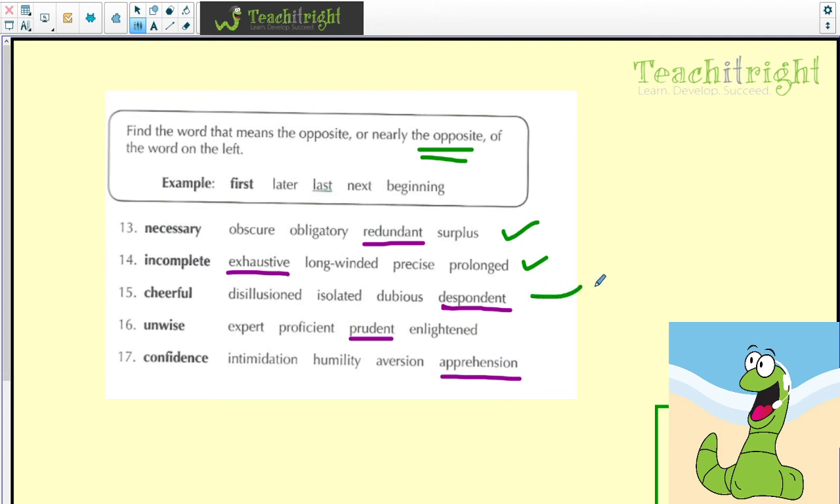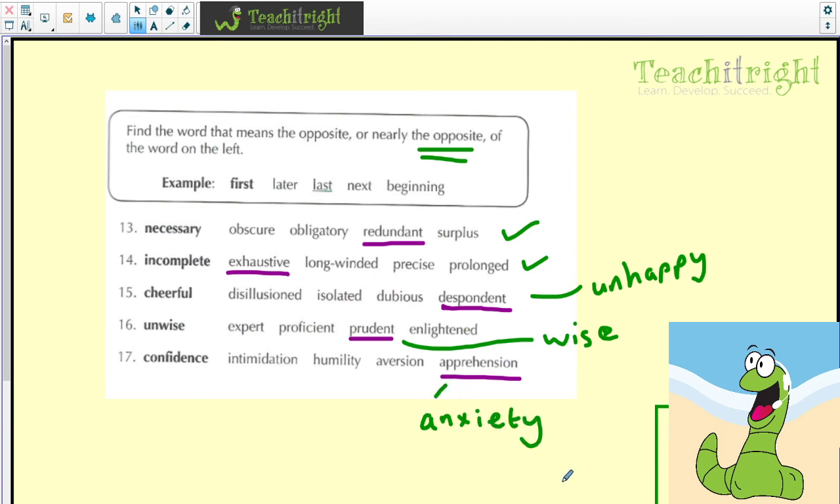Now, if you didn't know what despondent meant, again, put it in your word and meaning book. Just put despondent under D and then put unhappy. Unwise and prudent. Prudent being wise, clever, not foolish. And then the last one, confidence and apprehension. If you're confident about something, you're assured. If you're apprehensive about something, you don't really want to do it. So you're a bit nervous, a bit of anxiety. So maybe even anxiety might be worth putting in your word and meaning book, but under A with apprehension. Well done if you managed to get those.